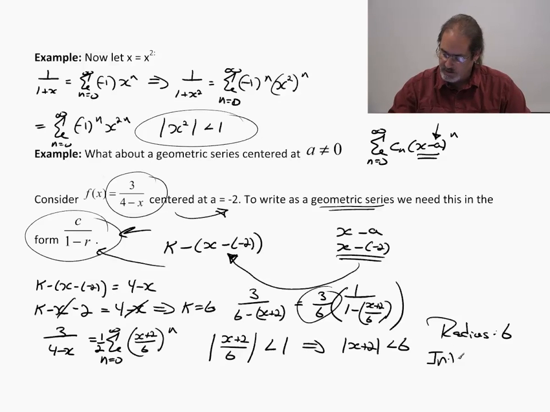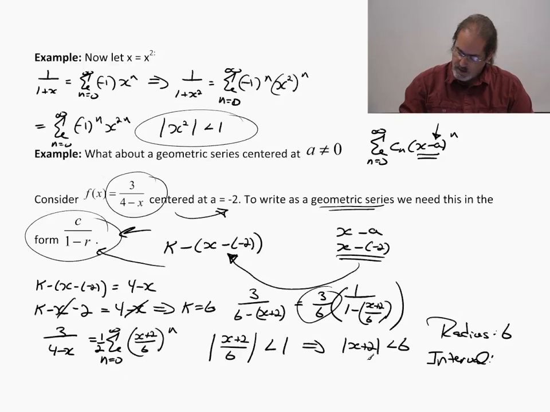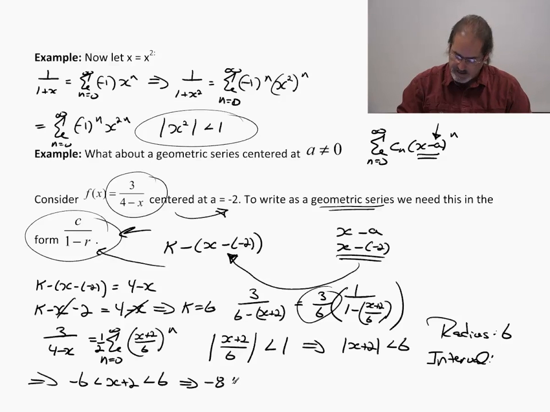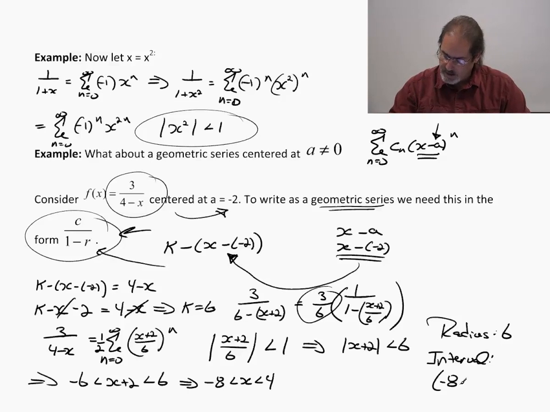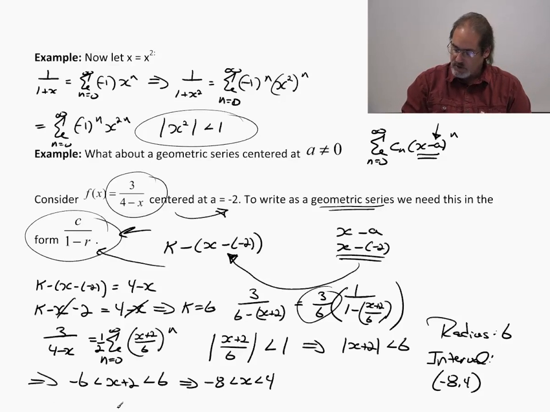So now I need to figure out what the interval is. That's going to imply that negative 6 is less than x plus 2, which is less than 6. If I subtract 2, that negative 8 is less than x, which is less than 4. So I know it's going to converge on negative 8 to 4. So there's my interval. But again, I should consider what's going to happen at the endpoints. I'm not going to do it here. It's a good exercise for you to play with. Substitute in negative 8 and 4 for x, see what you get, and make a determination whether or not that's going to converge.